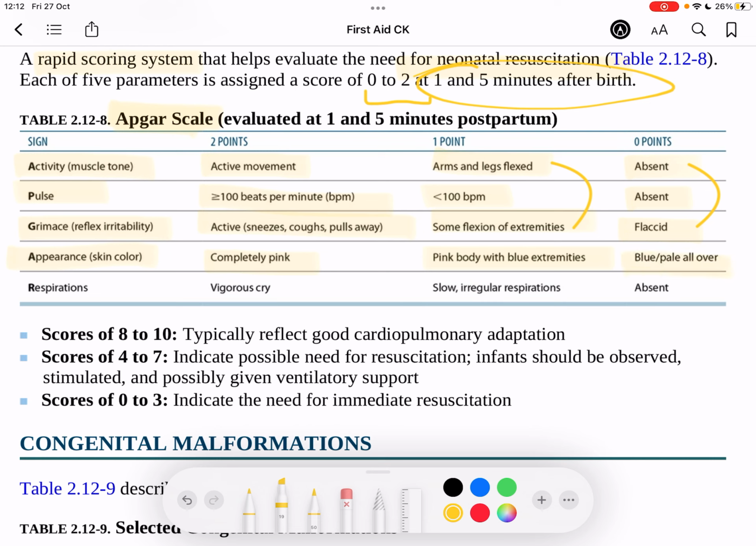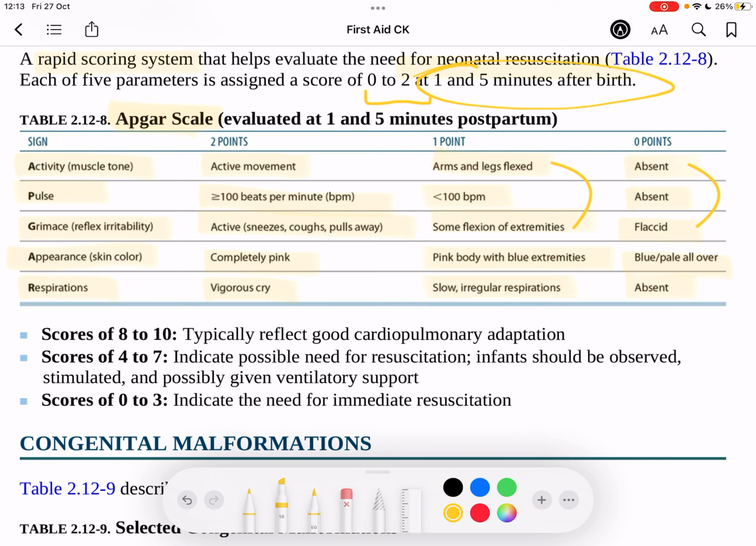Then in terms of respirations, this is how good is the patient's respiratory drive and their ability to essentially exhale and inhale. If they're able to vigorously cry, then this shows that they've got good muscles of breathing, so they get 2 points. If they have slow and irregular respirations, maybe this is 1 point, and if there's absent respirations, this is 0 points.